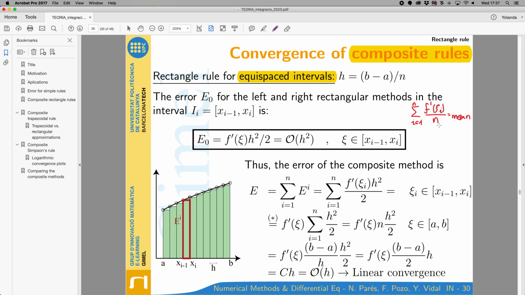Now, this mean value we will see can be obtained by evaluating my function f prime at another point. I don't know exactly where it is, but for sure it exists, and it lives in between a, b. And the reason for that is the mean value theorem. So we are using here the mean value theorem.